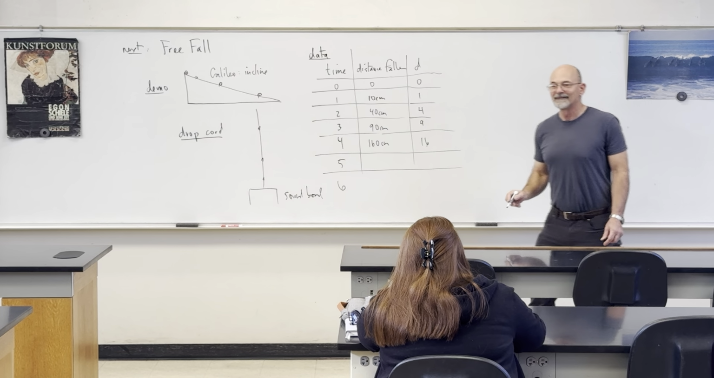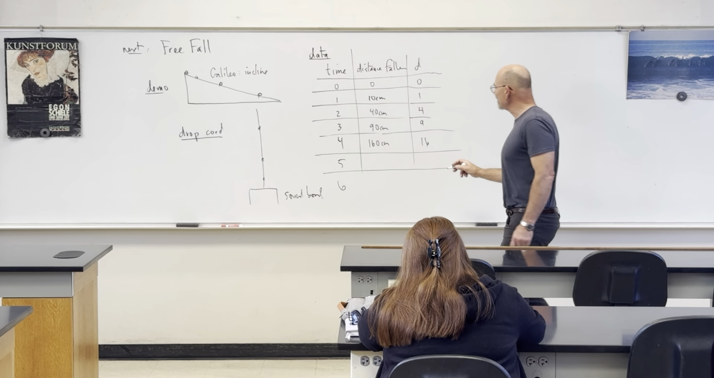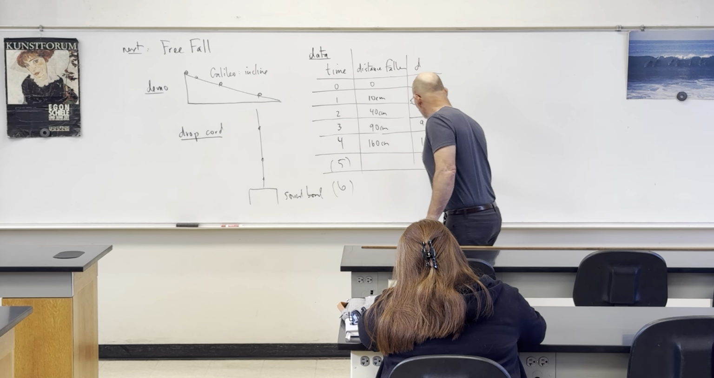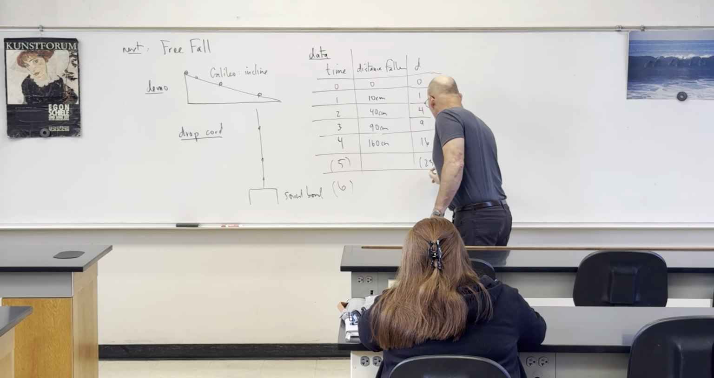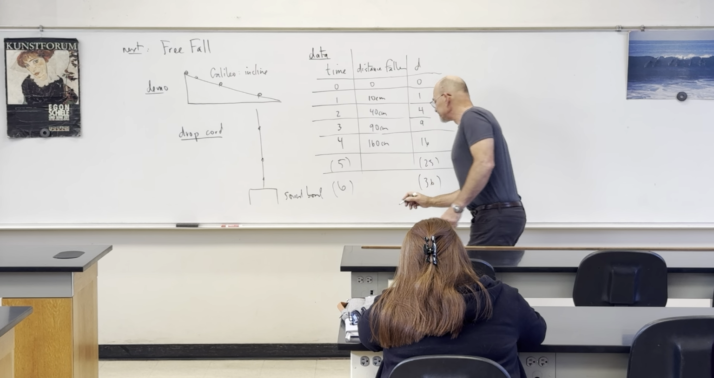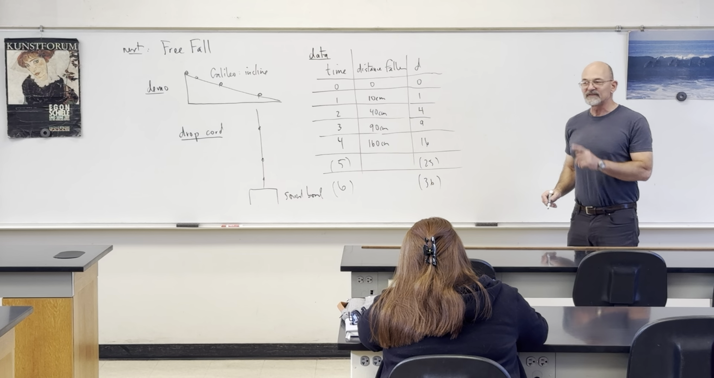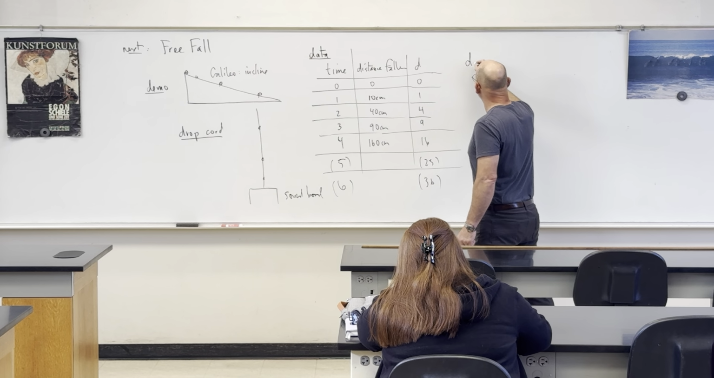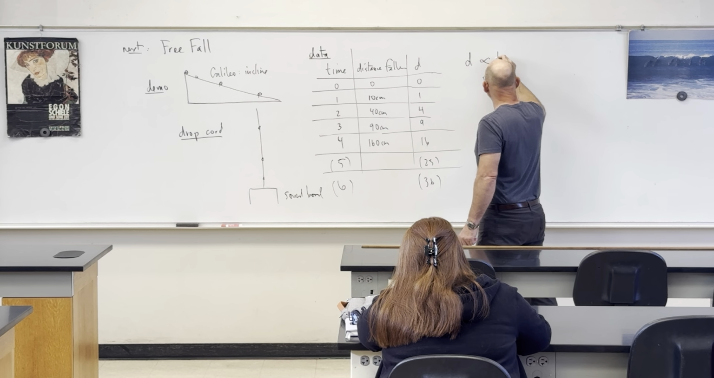Anybody? The next two numbers, yeah, 25. I'll put them in parentheses since we didn't do them live, right? So we get 25, 36. So that is distance times squared. Okay? So distance is proportional to t squared.